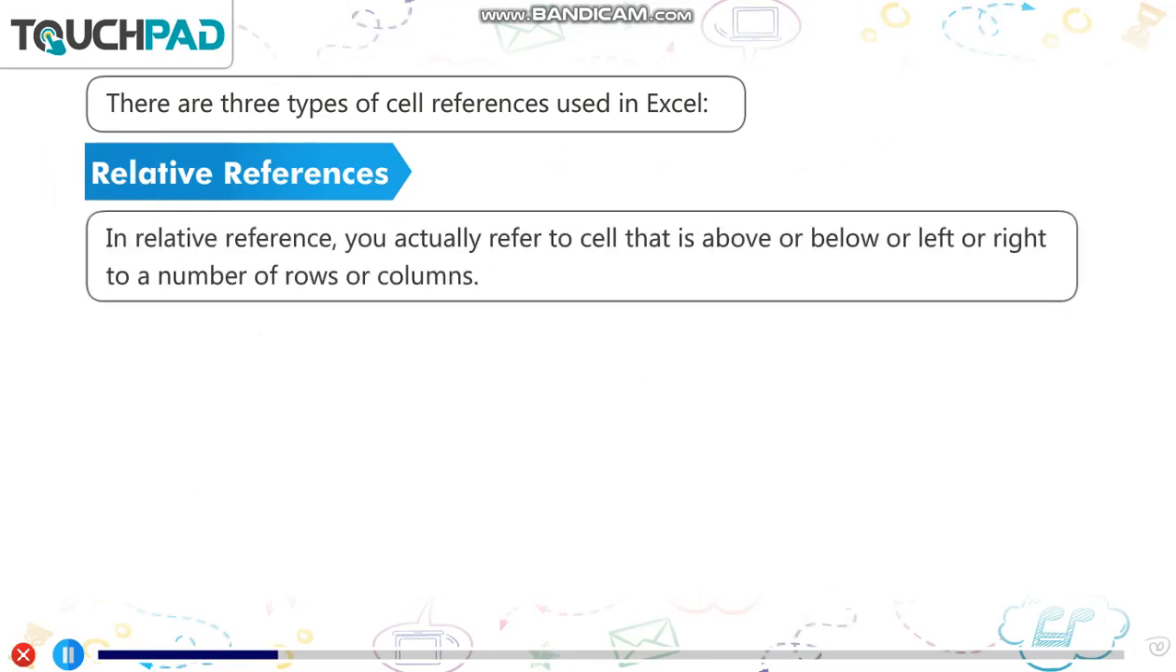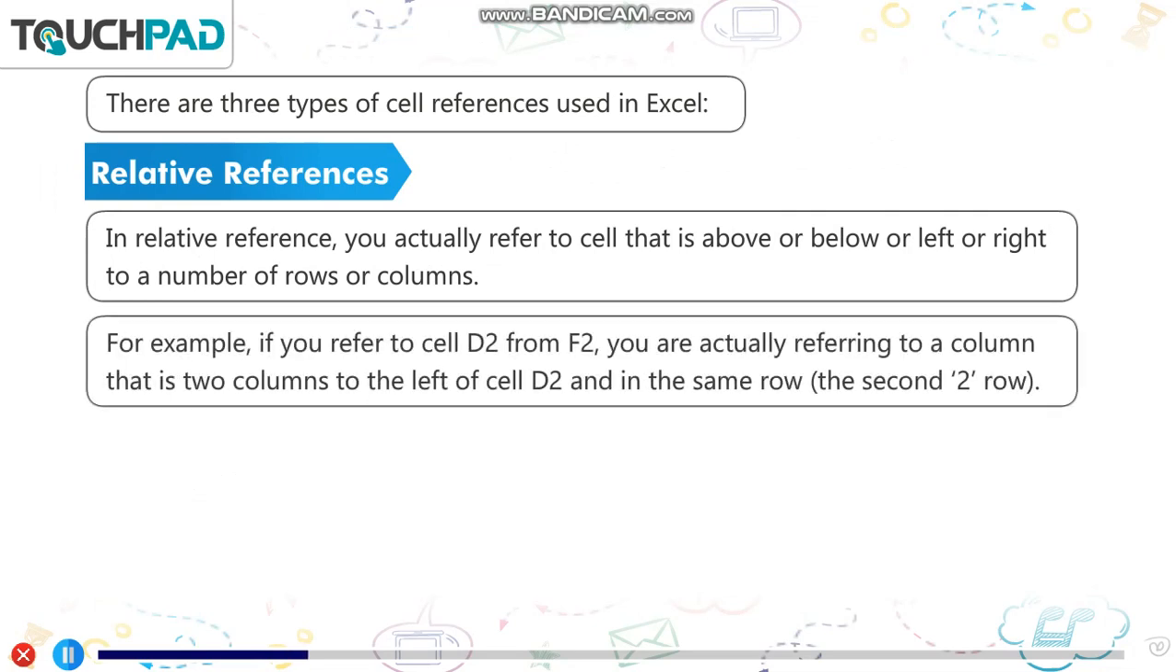There are 3 types of cell references used in Excel. Relative references. In relative reference, you actually refer to a cell that is above or below or left or right by a number of rows or columns. For example, if you refer to cell D2 from F2, you are actually referring to a column that is 2 columns to the left of F2 and in the same row, the second row.